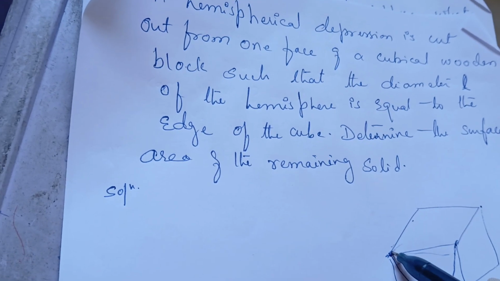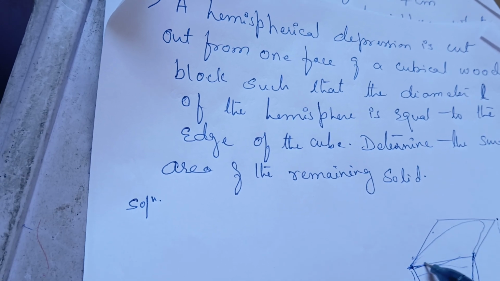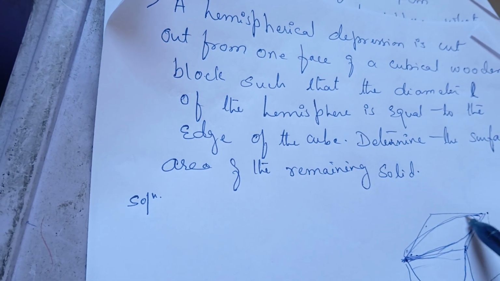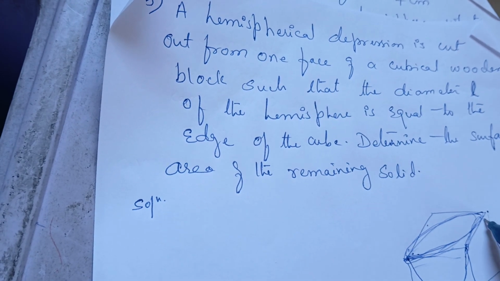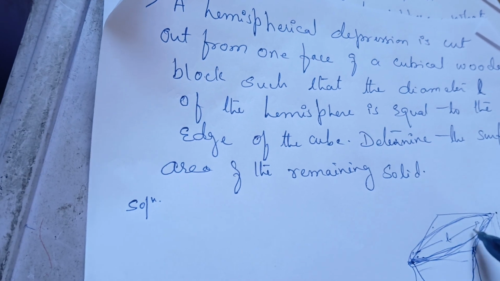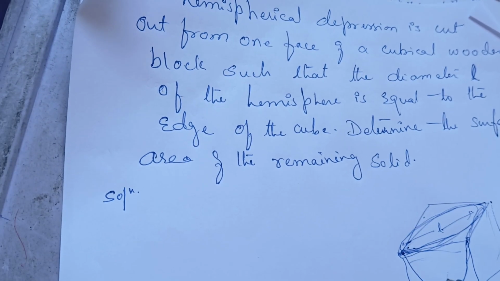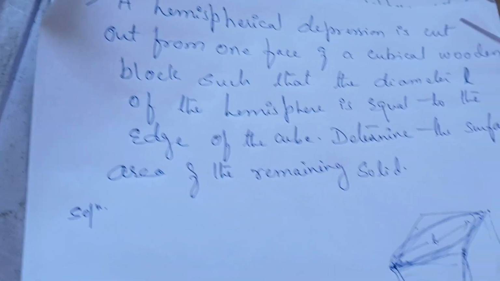It is made in such a way that the diameter of the hemisphere will be equal to the edge of a cube. So the diameter of this hemisphere will be equal to the edge of a cube. So what we can say is, this length will be equal to the diameter, which is equal to the edge of a cube. Clear? So there is a wooden block, and we make a hole, a depression, in it.